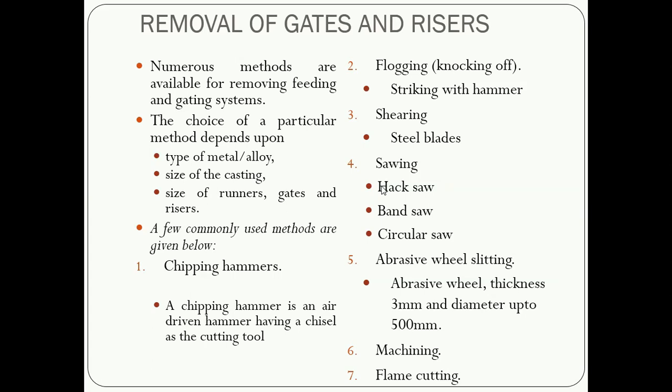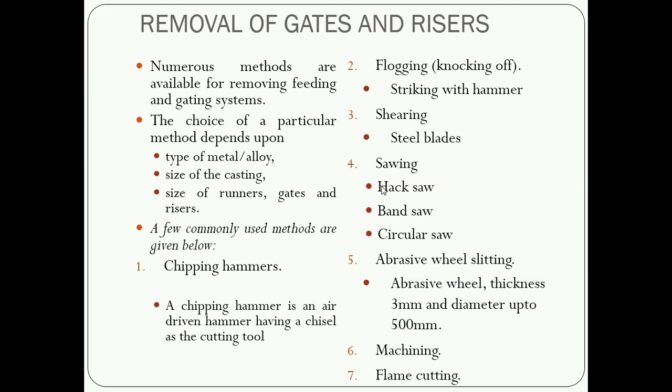The next method is abrasive wheel slitting. We have seen this method for cutting of steel used in the construction industry. For cutting steel rod, we have seen workers in the construction industry using an abrasive wheel, which has 3 mm thickness and 500 mm diameter, and is continuously rotating. Under rotary condition of that wheel, you press the gates and bottom of the riser below that wheel, so that you can cut it by abrasive wheel slitting.